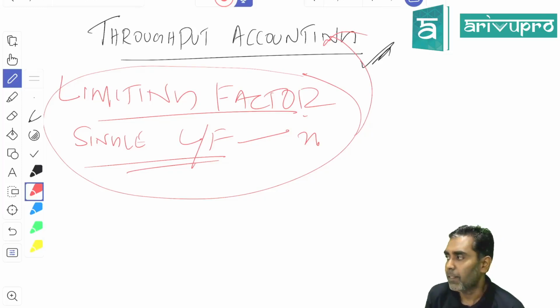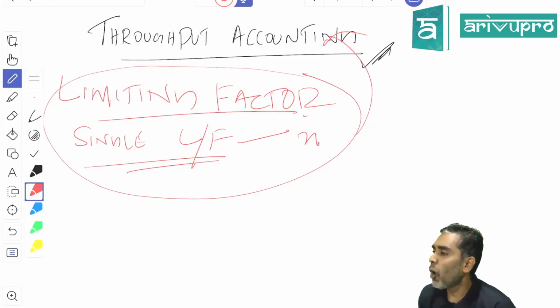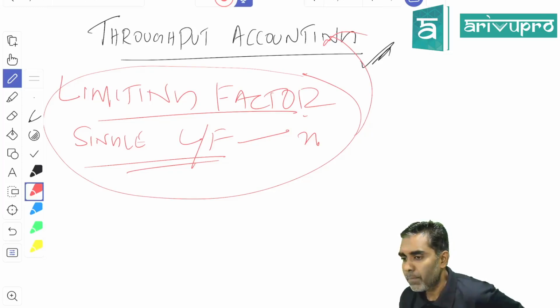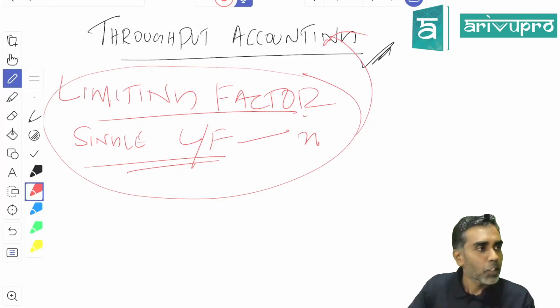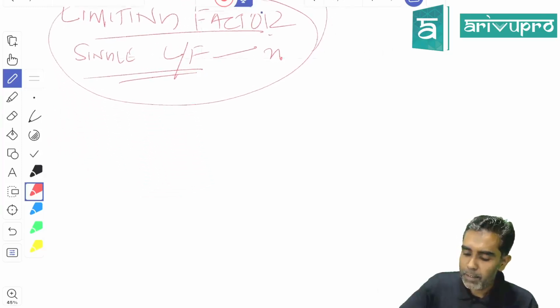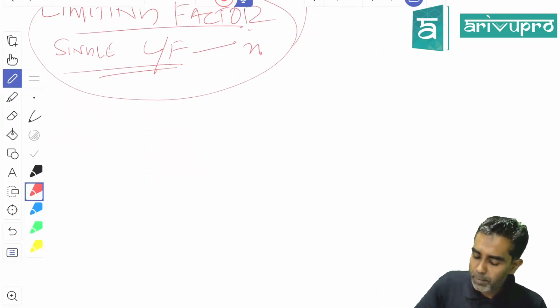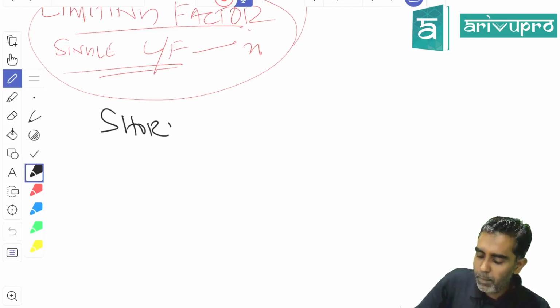Limiting factor. Any idea about the limiting factor? Take down the small heading, short-term decision making.